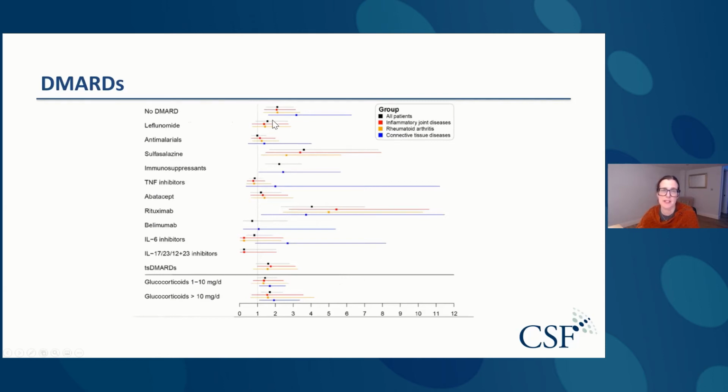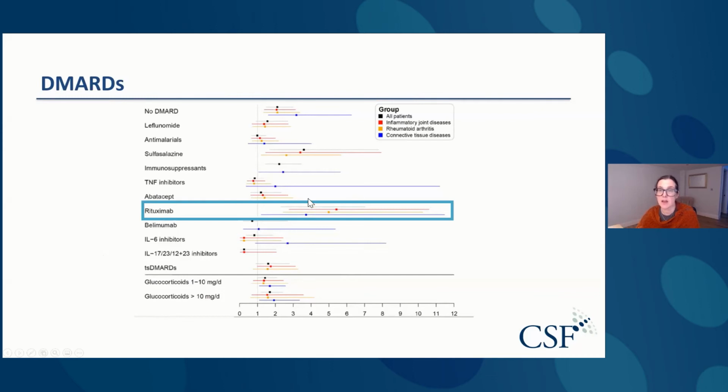The first thing to notice is compared to methotrexate, the majority of DMARDs, biologics, conventional synthetics, did not have any difference in mortality rates compared to methotrexate. However, there's some outliers here. So the first is Rituximab.